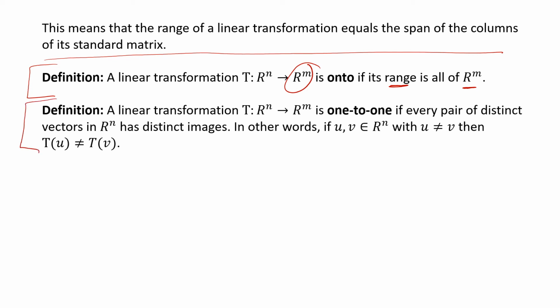A second definition is one-to-one. One-to-one means that every pair of distinct vectors that you start with has a distinct image. So in other words, if I take two vectors in Rn, any two vectors, they will never be equal after I do the transformation. They will always transform to different things. That is called one-to-one. So this concept of onto and one-to-one is important for linear algebra.